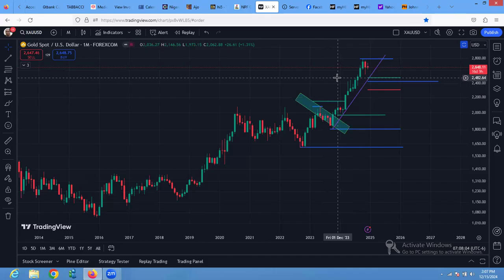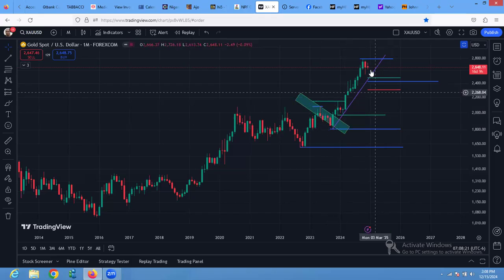this is where I expect reactions to occur, between 2480 to 2482 and 2430. Within that 50 pips, that's where I expect reactions around this area. Any reactions around this area would signify this to be a wave 4, then we're probably going to break the top again to do a wave 5. I think we should be looking for that to happen.